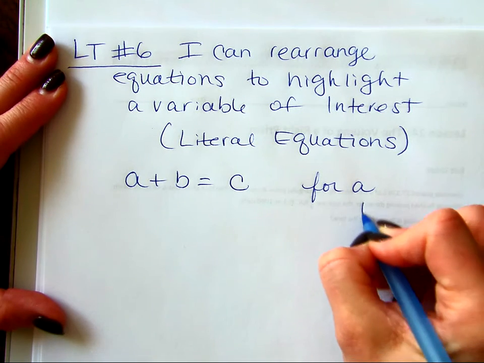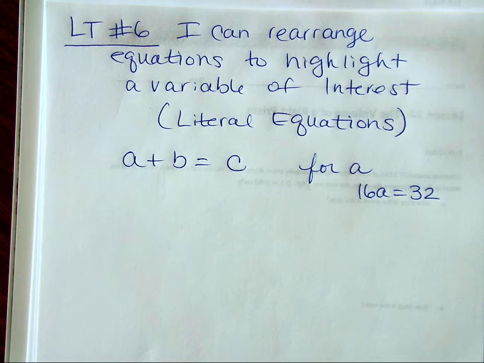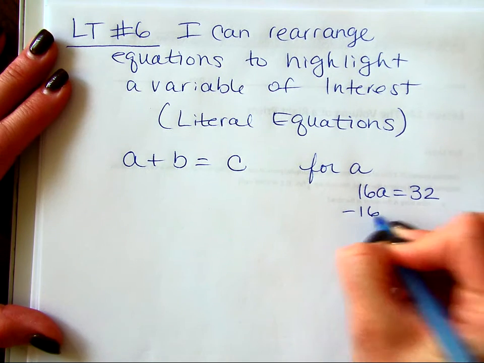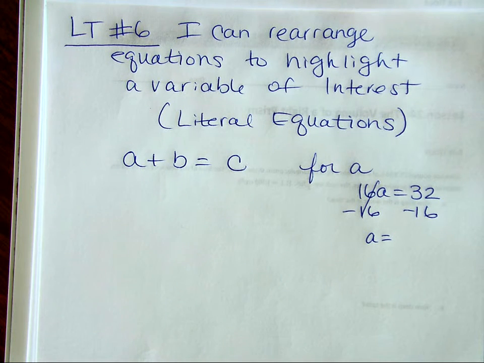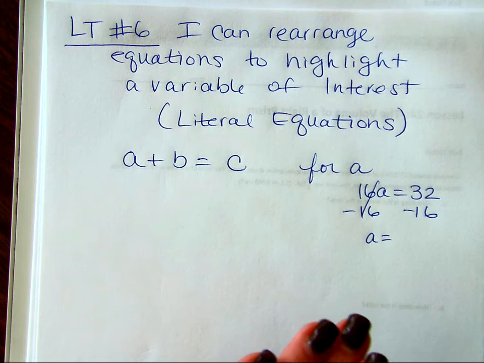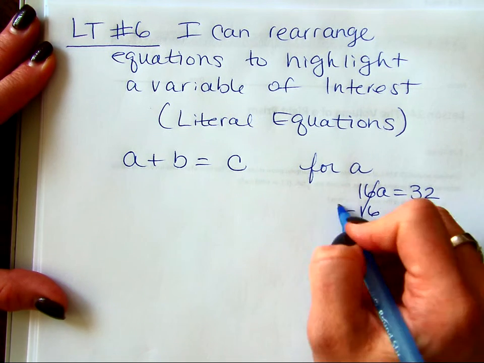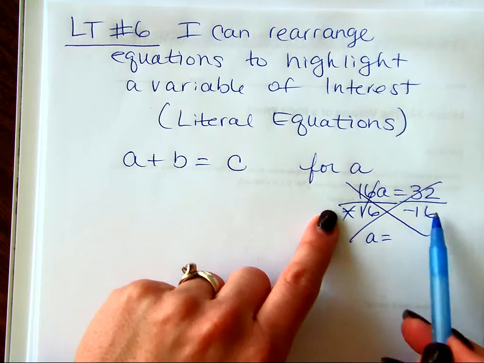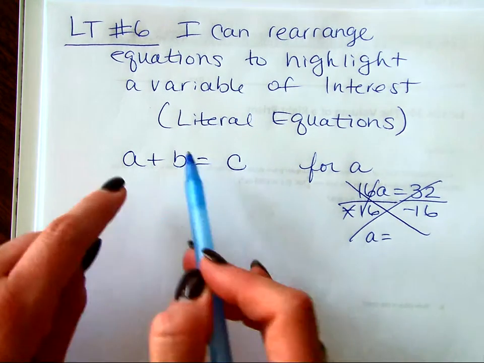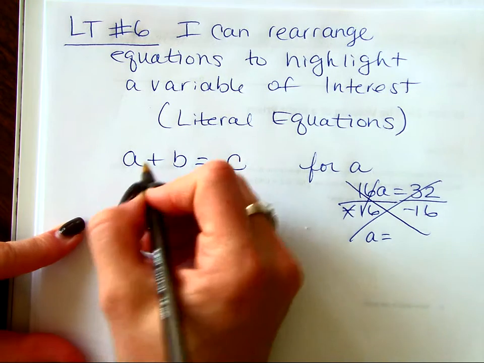And here's why. There was a question on the last quiz we took that was 16a equals 32 or something like that. And I had people subtracting 16 from both sides and telling me that A was 16. And that's not true, is it? The opposite of multiplying by 16 is not to subtract. It would be to divide, right? By a positive 16. So if you are able to understand how these equations are solved, then you will be fine with literal equations.